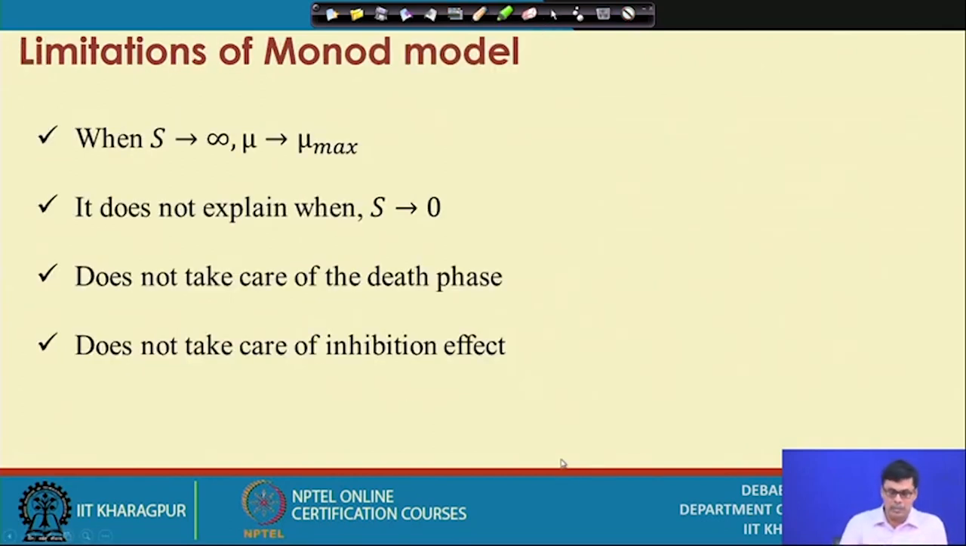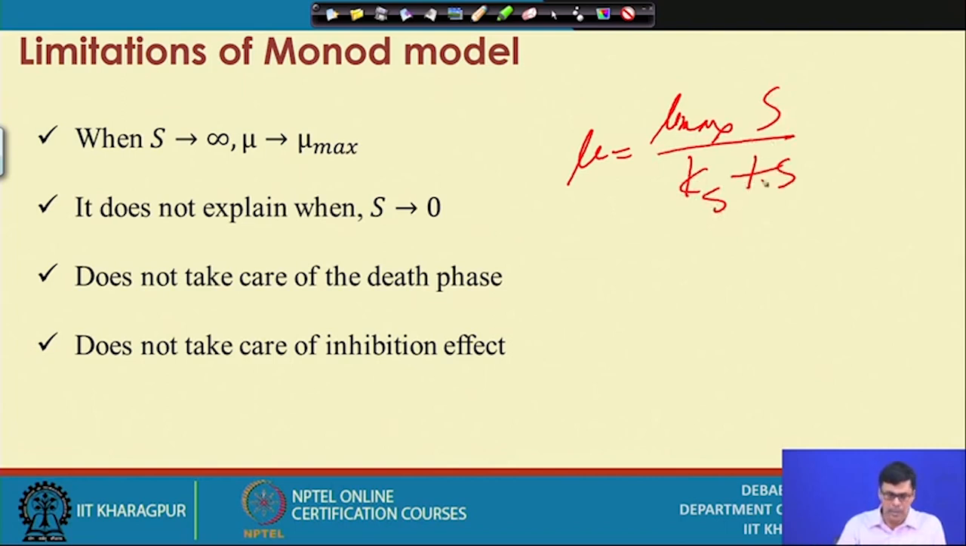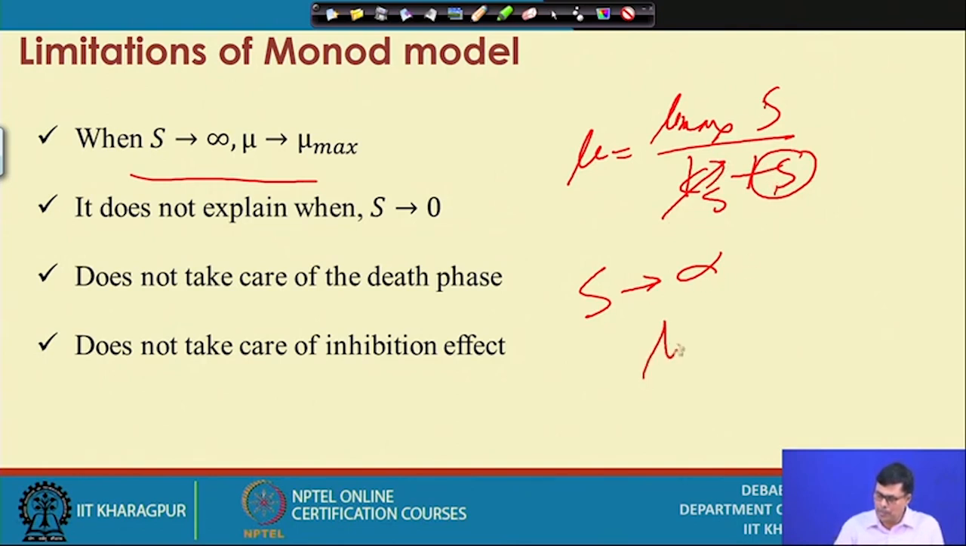That is the significance of the Ks value. Now, what is the equation that we have? We have mu equal to mu max S over Ks plus S. Am I right? Now, when S tends to infinity, this is the first situation, if it is very high, then we can neglect Ks. Then the S's will cancel each other, and mu tends to mu max. Am I right? This is exactly what we have written here.